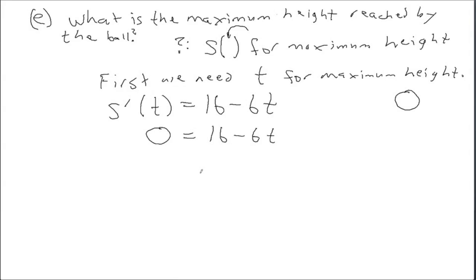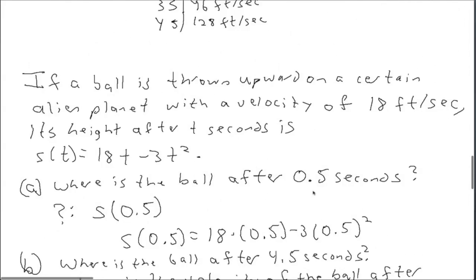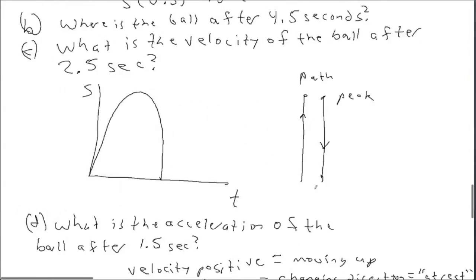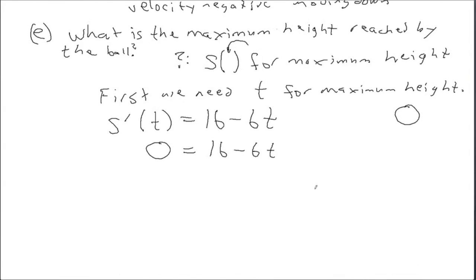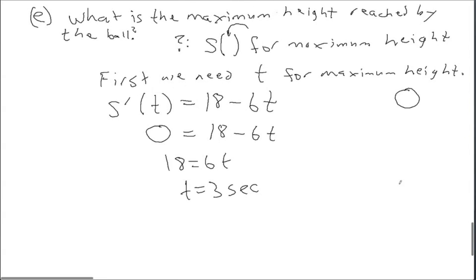Good. And I think 16 was supposed to be 18. So oh, did we make a mistake here? Let's see. It should be 18 minus 6t. I wrote that down wrong. Okay. Thanks. So then we solve for t, and t is 3, so it takes 3 seconds to reach the maximum height. So we can go back, and the original question was, what is the maximum height? So we can just use the original function and plug 3 back into the function, and that's our position.